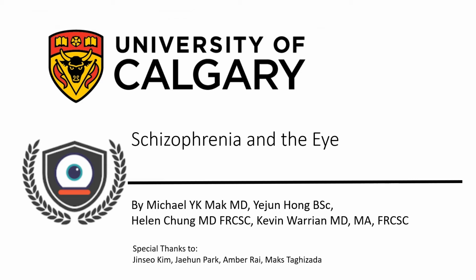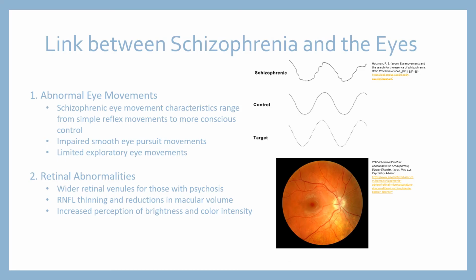My name is Yejun Hong, a second-year medical student at the University of Calgary. Our team here will present to you today the ophthalmic changes in schizophrenia as a link between ophthalmology and psychiatry. The two links between schizophrenia and the eyes that will be explored in this presentation are, first, the abnormal eye movements, and second, the retinal abnormalities, also known as retinopathies.